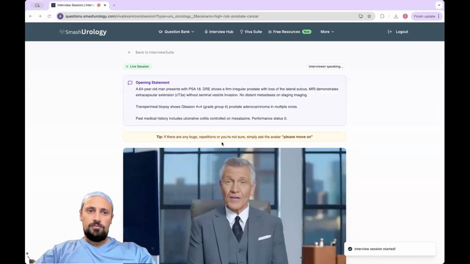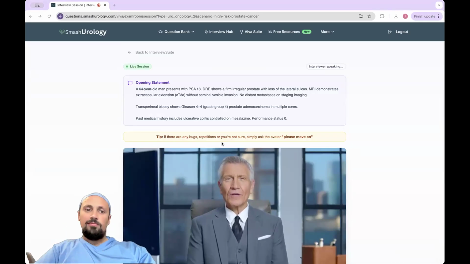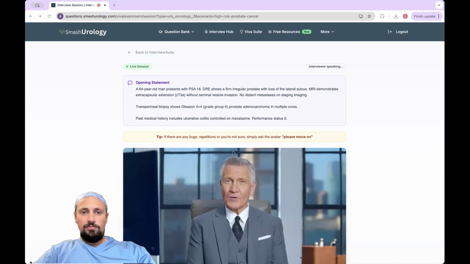A 64-year-old man presents with PSA 18. DRE shows a firm, irregular prostate with loss of the lateral sulcus. MRI demonstrates extracapsular extension, CT3A, without seminal vesicle invasion. No distant metastases on staging imaging. Transperineal biopsy shows Gleason 4+4, grade group 4, prostate adenocarcinoma in multiple cores. Past medical history includes ulcerative colitis controlled on mesalazine. Performance status 0. Are you ready? Yes, ready.